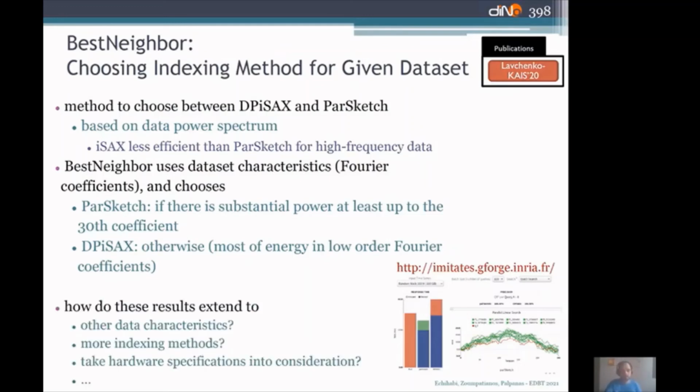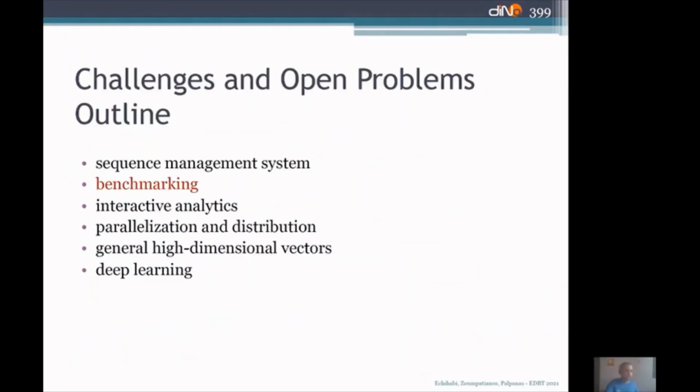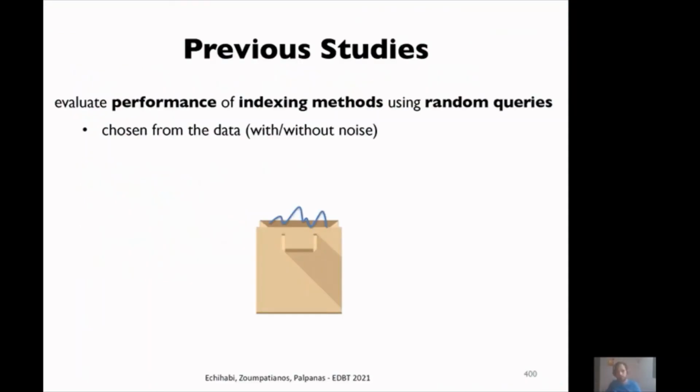Now, the question is how do these results extend to other data characteristics, more indexing methods, and how could you also take hardware specifications into consideration? And a big part of understanding how different indexes behave on different systems is also having fair benchmarking. And there has been little work on that.